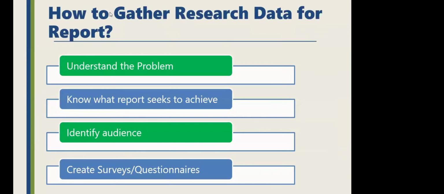And next is how you will gather the data for your report. First one is understand the problem. First, you have to fully understand the topic you are going to research. Here, I'll give you an example. If you're studying the impact of online education, you need to clearly define what aspect you want to focus on. Whether you want to focus on student performance, or engagement, or the management side of your educational institution. So you have to clearly understand first what topic you are researching.